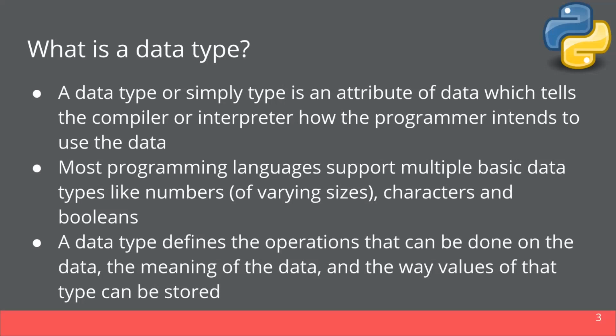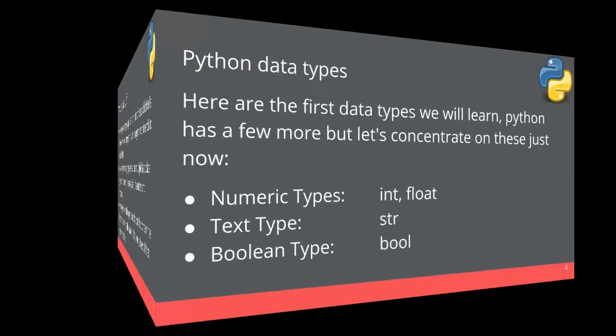Most programming languages support multiple different data types. And data types we can have are things like numbers, characters, and booleans. And a data type defines the operations that can be done to that data, the meaning of the data, and the way values of that data type are stored by the computer. So let's look at some Python specific data types now.